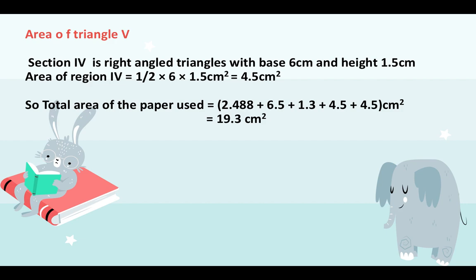Now the question was asked to calculate the total area of the paper used. So how will I get the total area? By adding these areas. Area of section 1, 2, 3, 4 and 5. On adding these areas, I get the answer as 19.3 centimeters square.